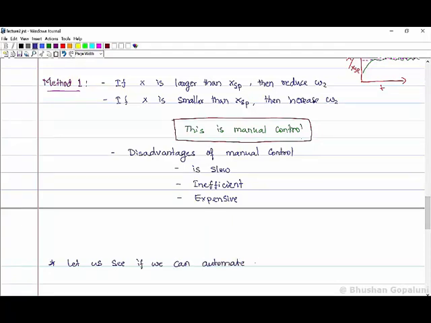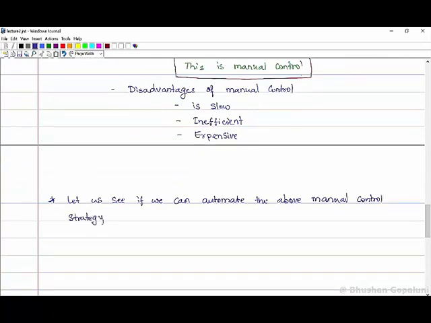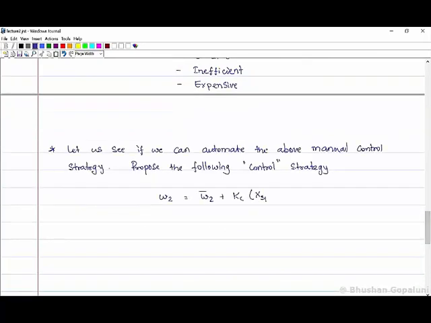Let's propose one. It's not very difficult to propose a control strategy. At the end of the day, a control strategy is nothing but a set of algebraic or differential equations that allow you to determine how one needs to change the valve position in this example.